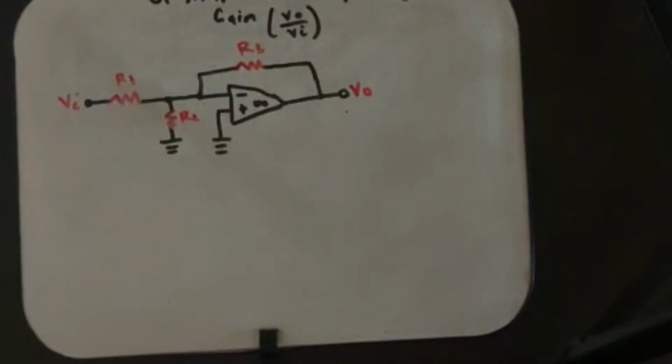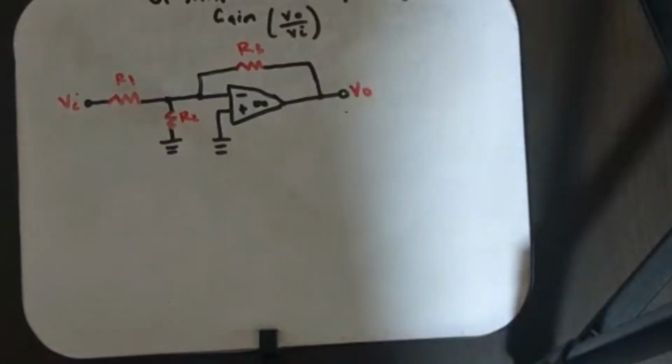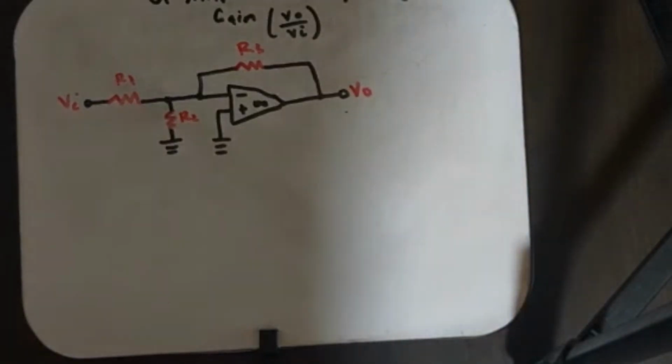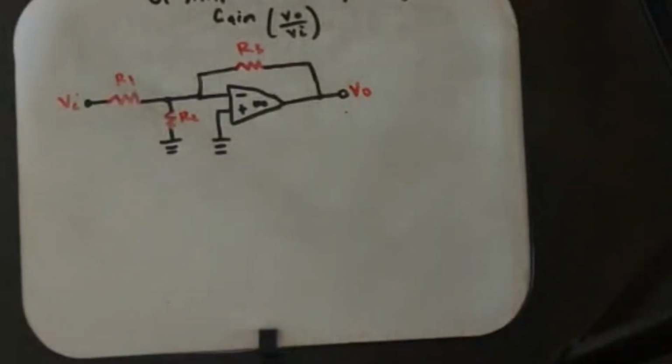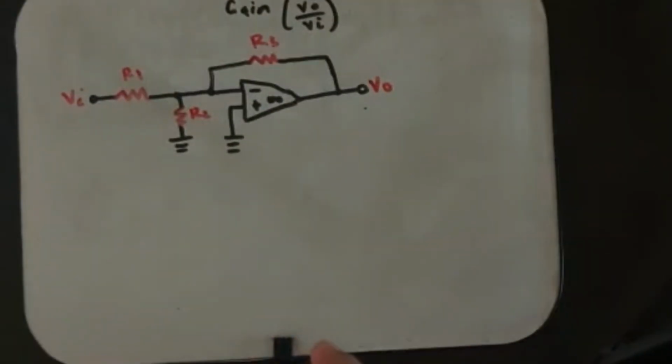This is our first op-amp circuit that's given to us, and the question wants us to derive the closed loop voltage gain, which is VO over VI for this op-amp circuit. So the first step in this is to first of all know what the circuit is basically showing.